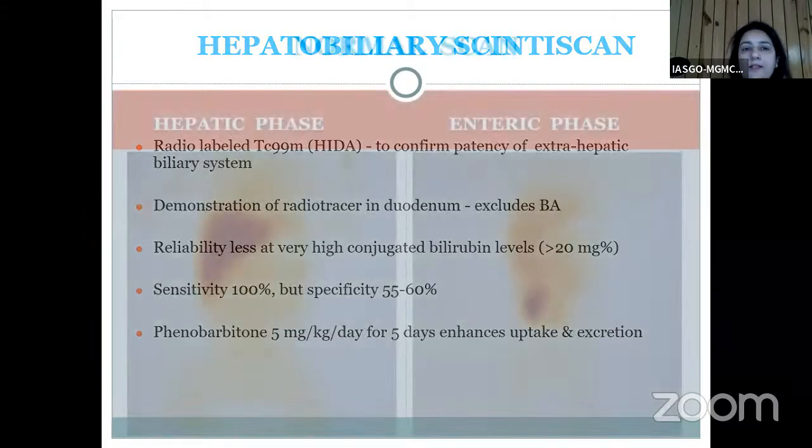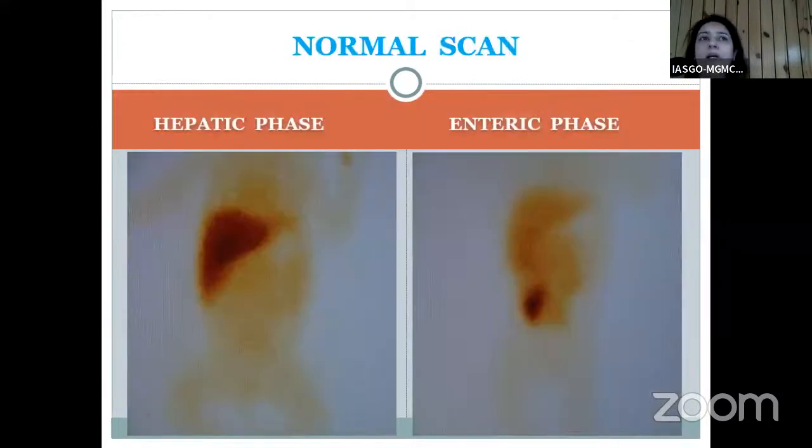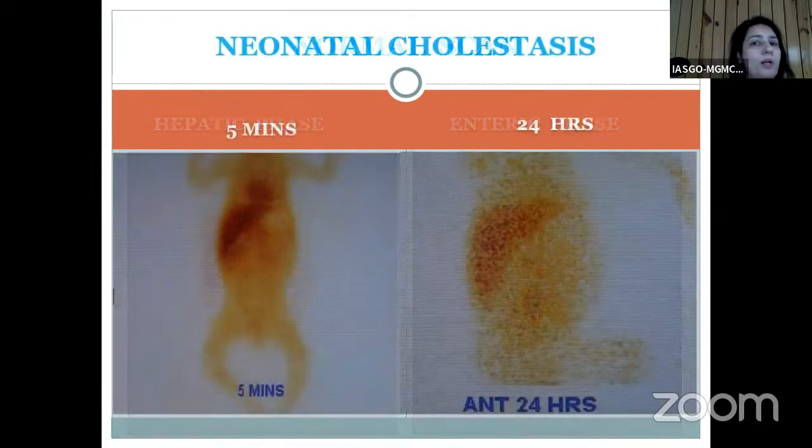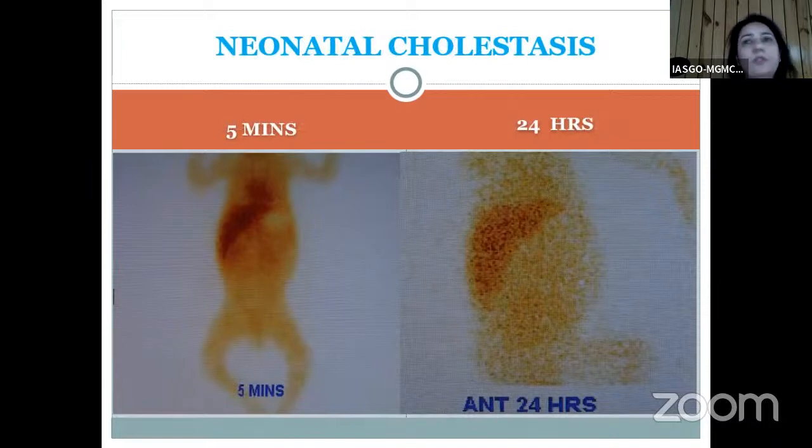In the normal HIDA scan, you see there is one hepatic phase and then the enteric phase, in which the radiotracer goes into the intestines. But in patients who have neonatal cholestasis, you see retention of the tracer in the liver even after 24 hours.